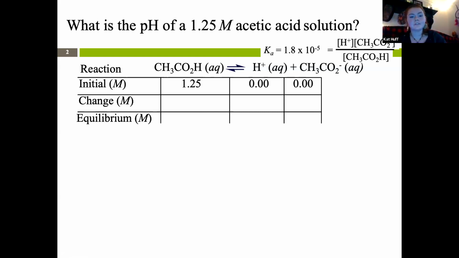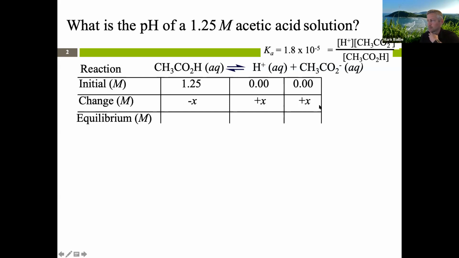I think I've got this correct. The acetic acid is going to be minus X because the initial is 1.25 molar, so it's already been reacted and it's reacting to get the products. So those will be plus X. The H plus will be plus X and the CH3CO2 will be plus X. So how do we know that it's minus on the left and plus on the right?